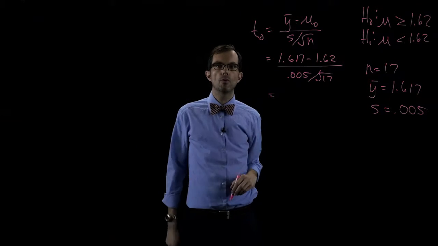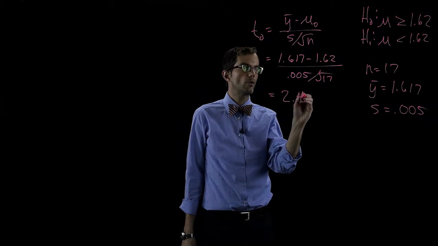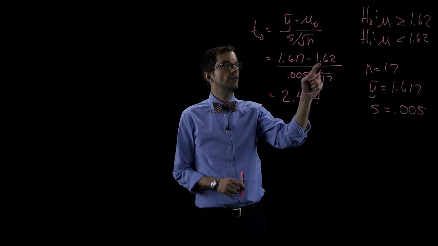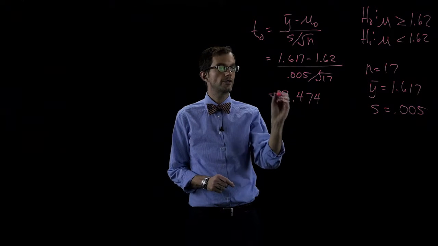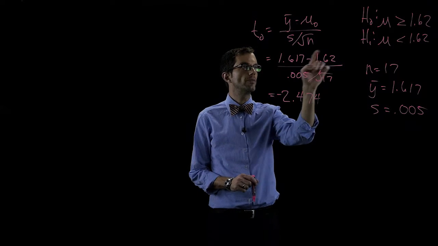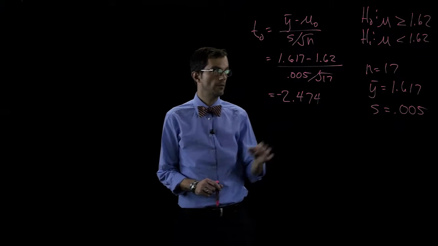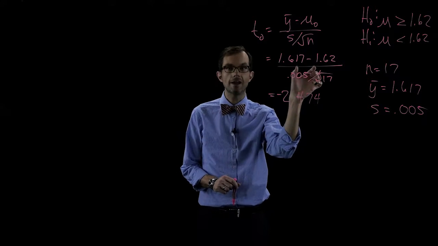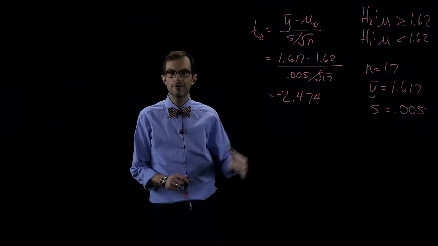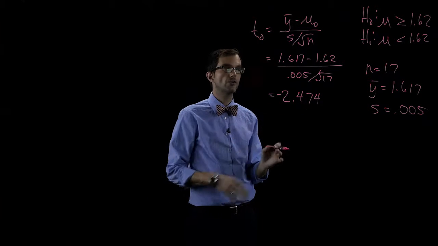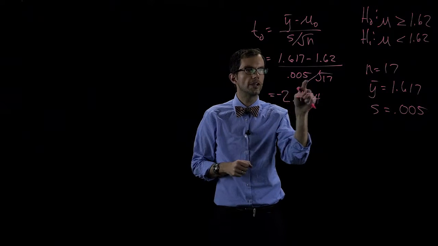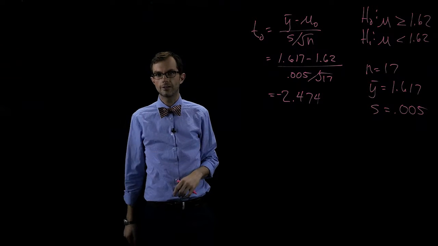And if we work that out with the calculator, we should get negative 2.474. What does that say? That says that this number lies 2.474 standard deviations away from this to the left. So that gap is actually pretty big. It doesn't look very big, but it's actually 2.474 standard deviations. That's almost 2.5 standard deviations away from this value. So that's why this is so important to account for variability whenever we're drawing this kind of conclusion.